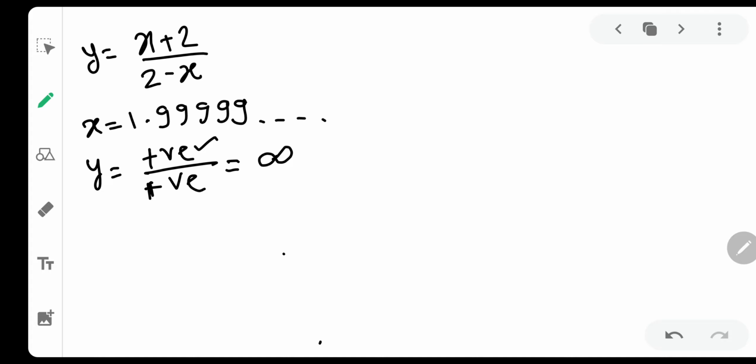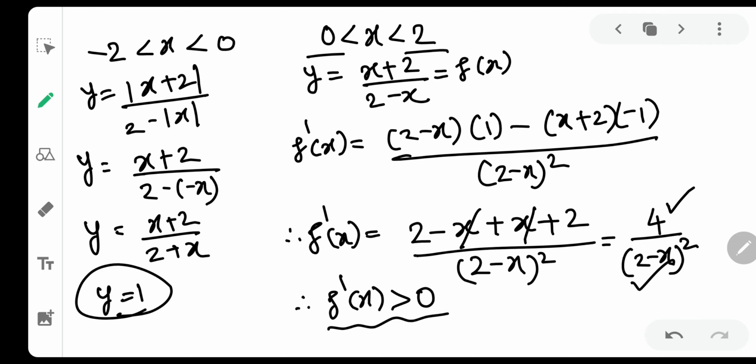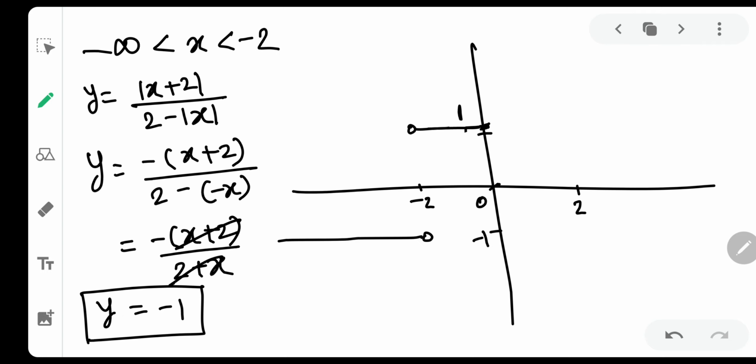It means just at 2 the graph will go up exponentially and it will try to reach infinity, and the graph is also increasing between 0 to 2. So this is 0 and this is 2. So let us draw a dotted line, and let me draw an increasing graph which is trying to reach infinity just before 2.